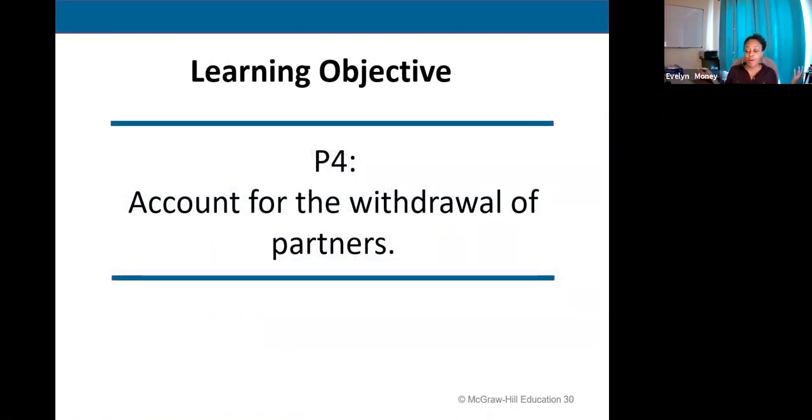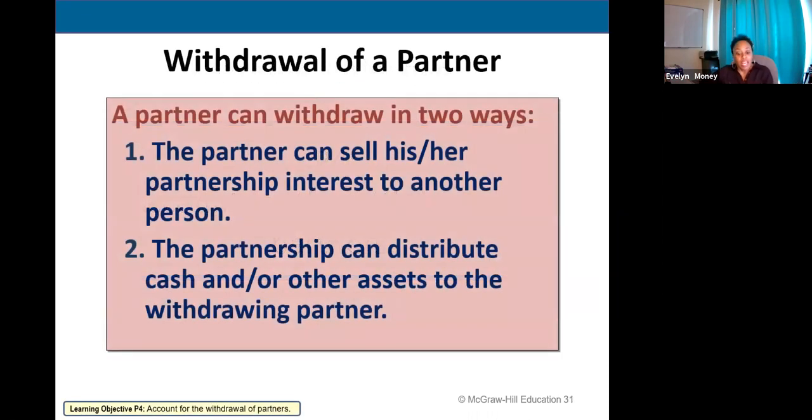Now, the same way we can have a bonus when new partners are coming in, there can be a bonus when old partners are going out. So let's look at the entries for when a partner leaves the business. The same way a partner can come in, it's the same way they can go out. They can sell their interest to another person, or the partnership can give assets, cash, to that leaving partner.